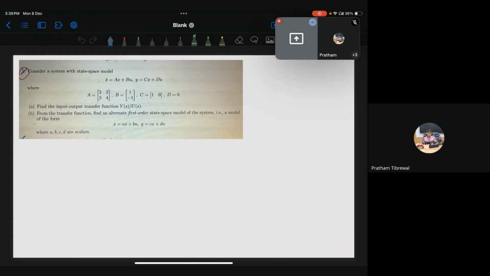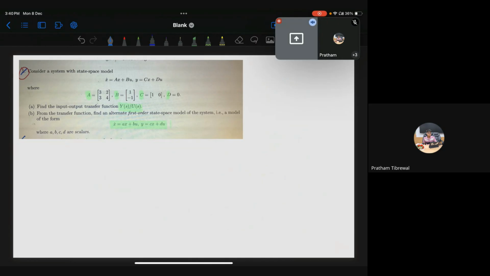Here the question is given as x dot is equal to Ax plus Bu, y is equal to Cx plus Du. So A, B, C, D matrices are given to us. You have to find the transfer function first. After finding the transfer function, can we find this first order state space model of this form? So we are going and coming back in the reverse. Let's do that.